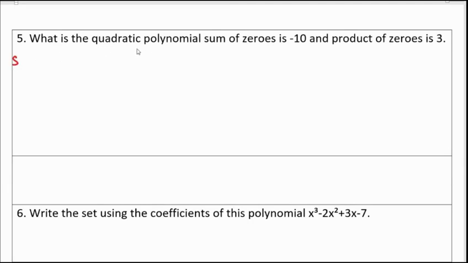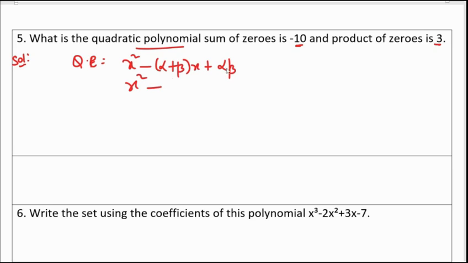Fifth question, what is the quadratic polynomial whose sum of zeros is minus 10 and product of zeros is 3? So we have to know the quadratic polynomial formula. Quadratic polynomial is x square minus sum of zeros into x plus product of zeros. So here in the question, sum of zeros is given as minus 10. So we have to replace the sum of zeros.